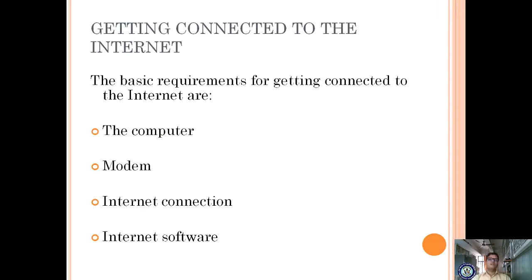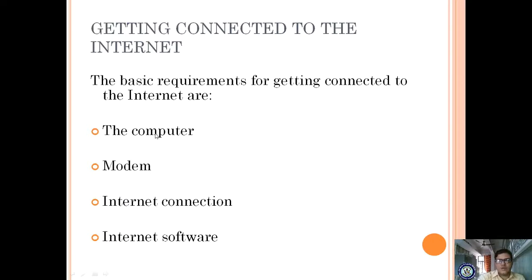Yes, let us see getting connected to the internet. What are the basic requirements for connecting to the internet? One, we must have a computer. Second, a modem. Third, an internet connection. Fourth, internet software. So these are the basic requirements to connect to the internet.